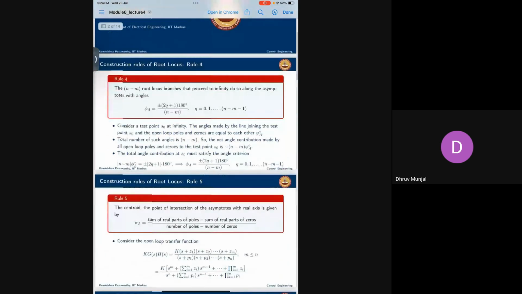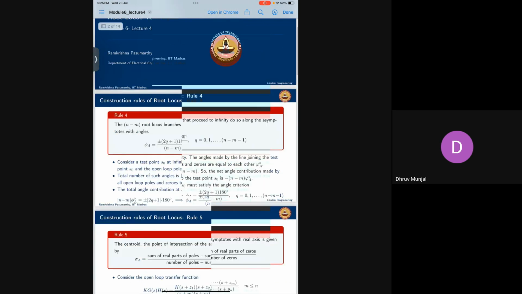Rule 4. Till now we have been setting up the basics, like where the root locus is on the real axis. Hereafter we are going to construct the root locus: how the root locus is going to deviate from the real axis, how it is going to evolve, how it is going to travel from open loop poles to open loop zeros. So the first thing we need to calculate is at what angle it is going to travel from open loop poles to zeros, or to infinity, based on the number of poles and zeros.